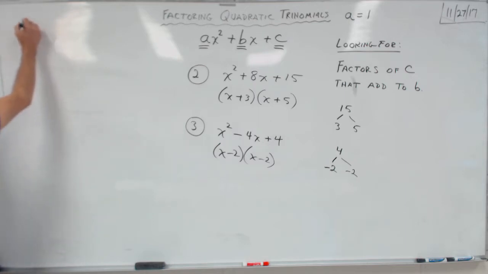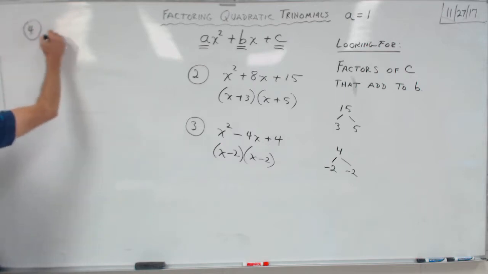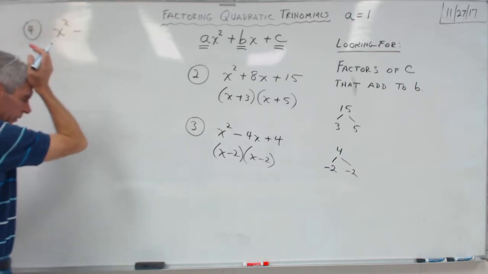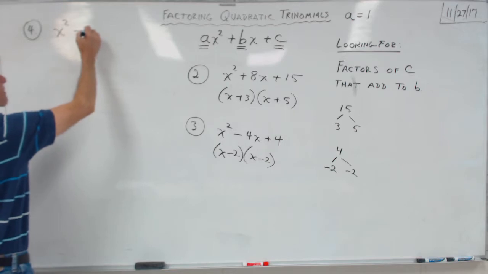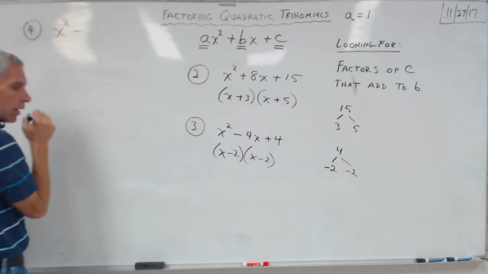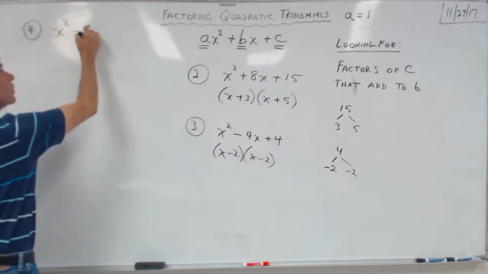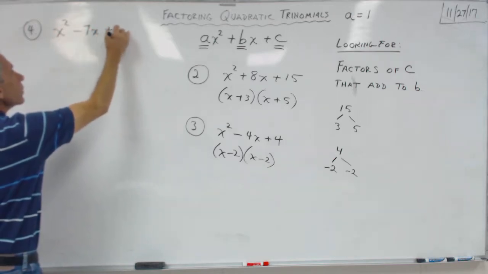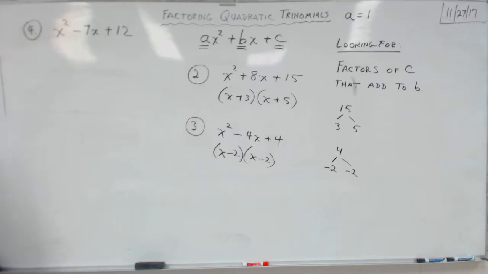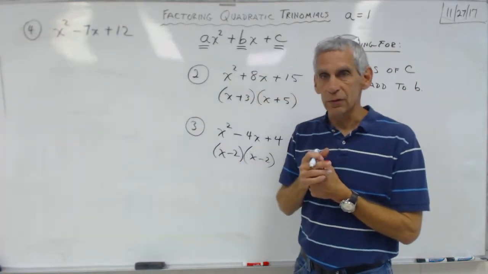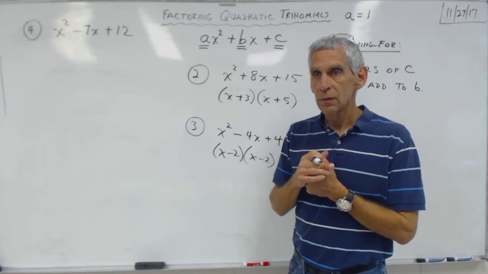Okay, so let's try a couple more. How about x squared minus 7x plus 12? Okay, here we go. Caleb, help me. What's the first step I would do? You do the tree factor.